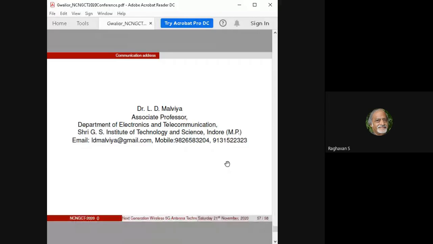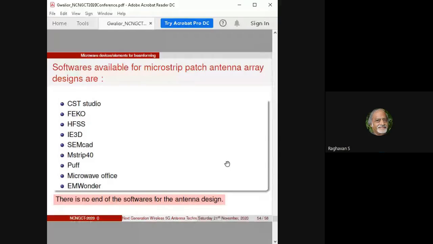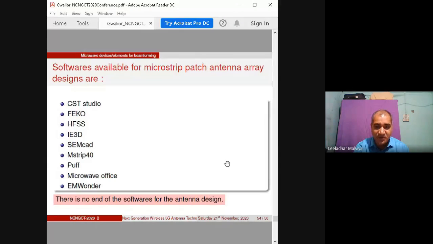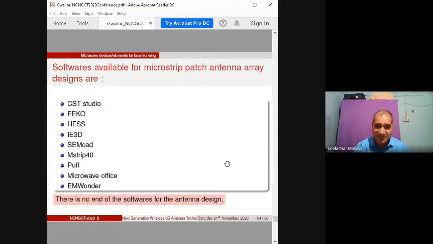Hello, sir, Dr. Malviya. You have shown in one slide the list of commercial software. Can you just show it for 1 minute? CST, FEKO, like that you have shown. Yes, this is very nice. Any further query? No, I just want to make a note of this. Okay, please.